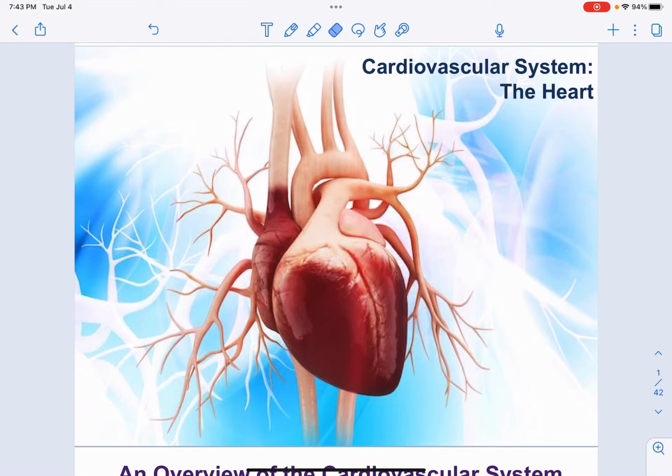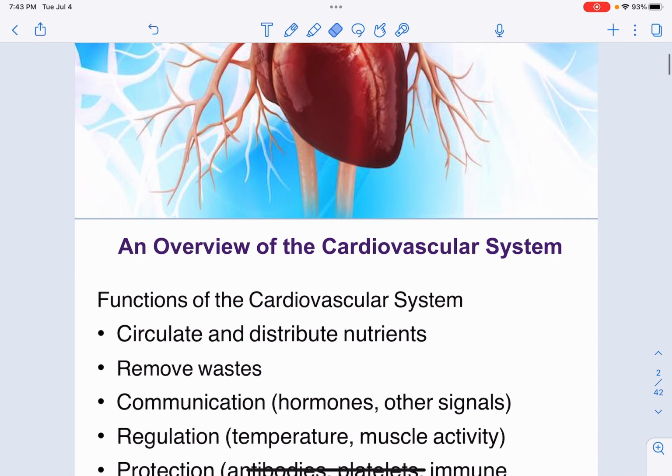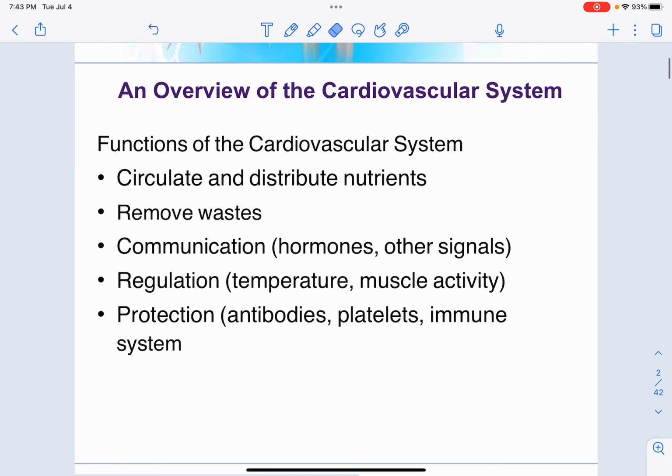Welcome back. This lecture will cover the first part of the cardiovascular system. There's going to be two parts to this lecture. One is going to cover the heart and one is going to cover circulation. I may be moving circulation into the next unit. So let's start though by taking a closer look at some of the functions of the cardiovascular system. And we're going to look at it as a whole first before we delve into the heart.